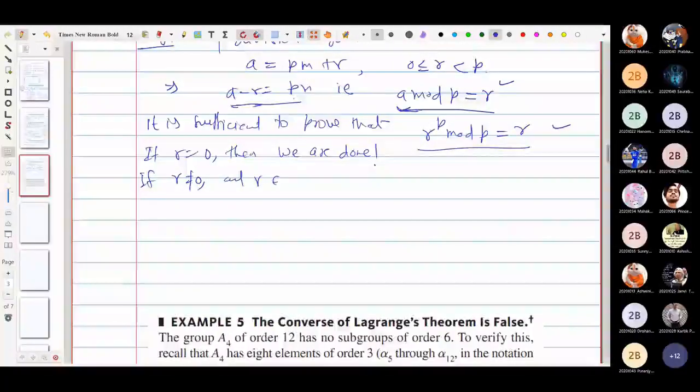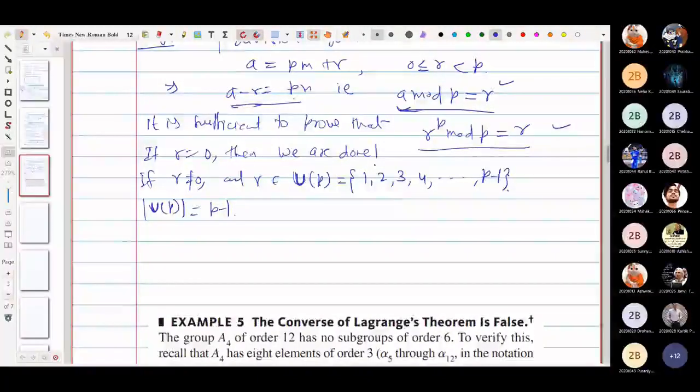and r belongs to this group U_p, so I'm writing it up. Elements which are less than p and relatively prime to p. Because p is a prime, every element less than p will be relatively prime to p. So 1, 2, 3, 4 and up to p minus 1. You are very much familiar with this group. There are p minus 1 elements here. The order of U_p is equal to p minus 1.